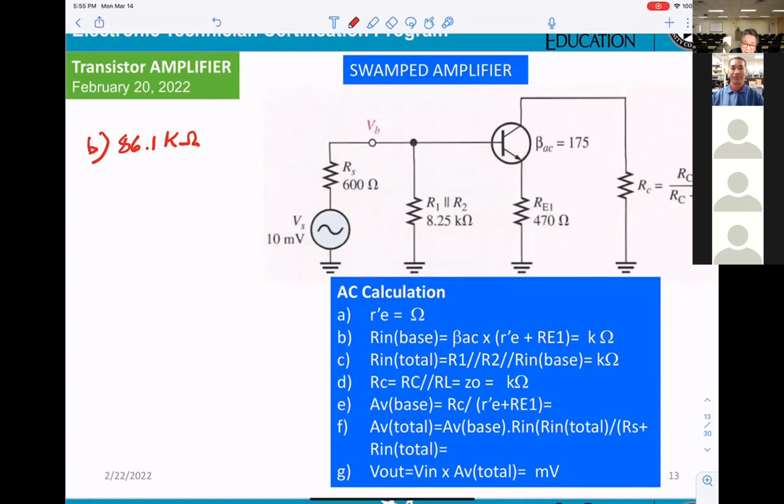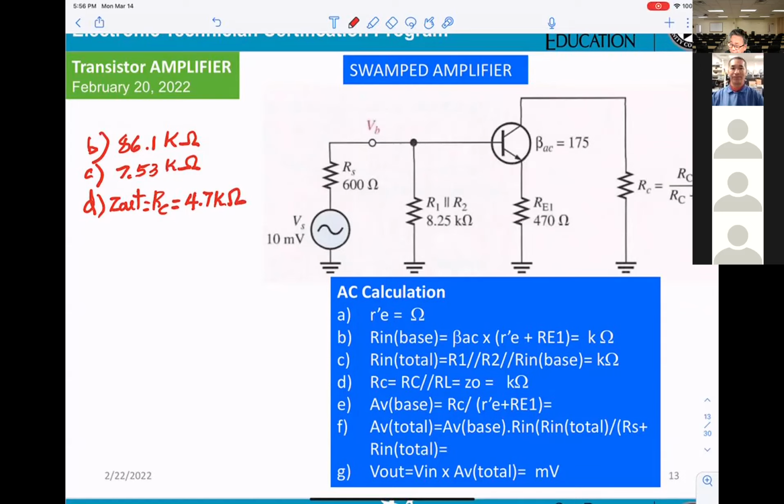And number C, Z in total. Okay, I gave it to you, 7.53K. D, that means Z out. Okay, 4.27K.